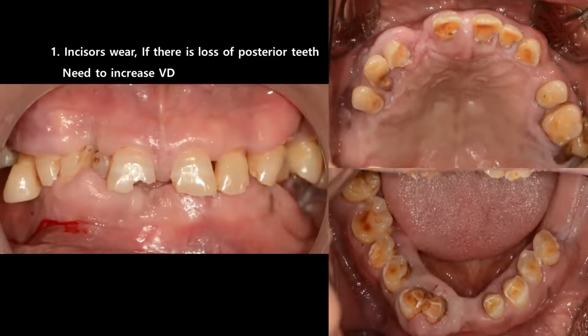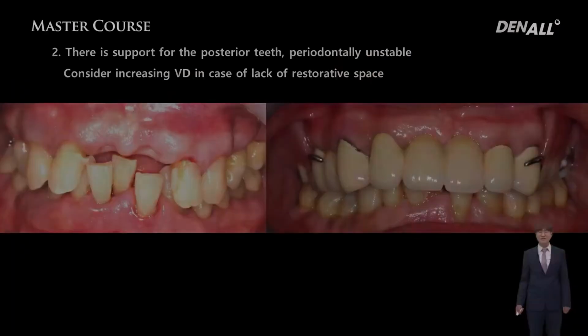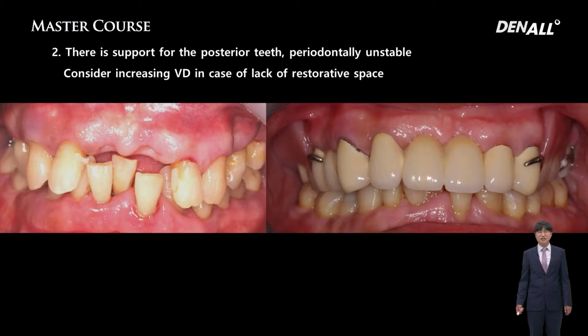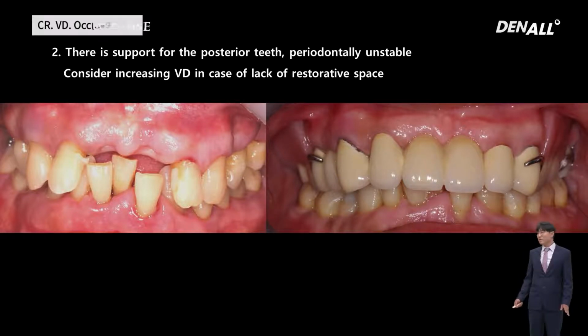When incisors are worn and there is loss of posterior teeth, we need to increase VD for sure. It would be impossible to do restoration without increasing the vertical dimension. When there is support for the posterior teeth but they are periodontally unstable, we need to consider increasing VD in case of lack of restorative space. Dawson would understand this.